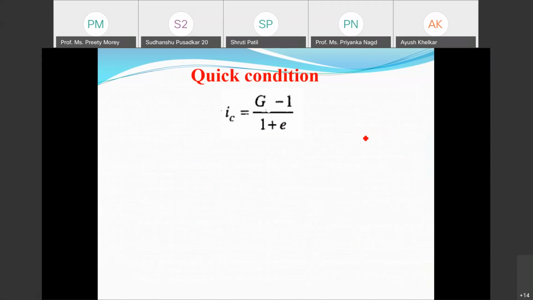So this IC indicates the critical hydraulic gradient for a given soil. The critical hydraulic gradient IC is equal to G minus 1 upon 1 plus e. So if you know the void ratio and the specific gravity of that particular soil, I will know that if I am able to create that much gradient, then only the quicksand condition is active.